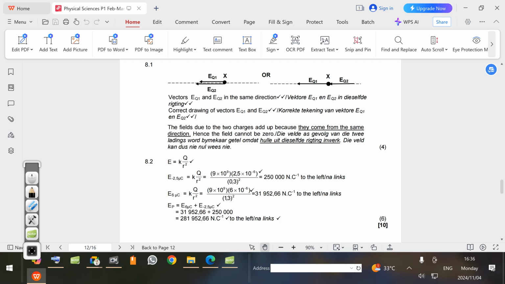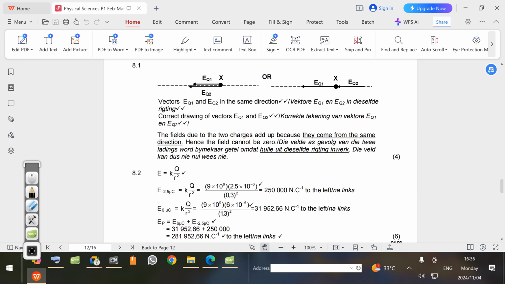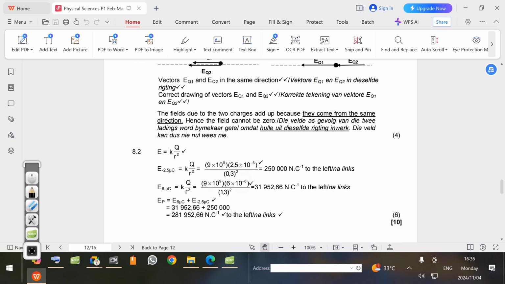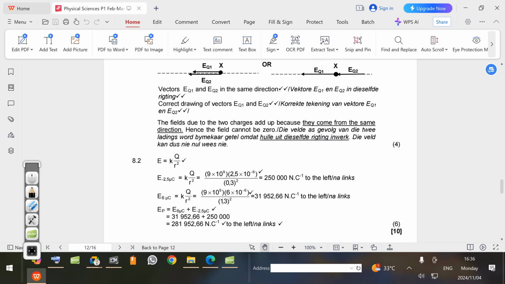So let's see, how many of us got it correctly? I'm seeing a lot of correct hands up there. If you don't understand, look at number one. Both E1 and E2 are pointing in the same direction, so we are adding. If we are adding, it cannot be 0.